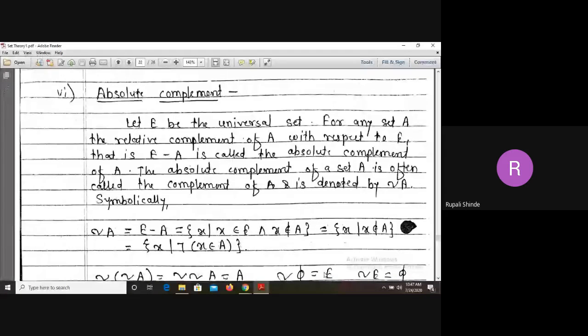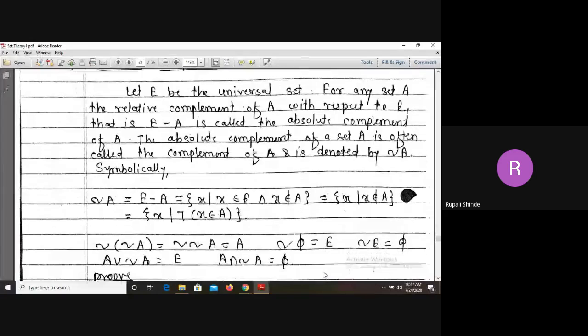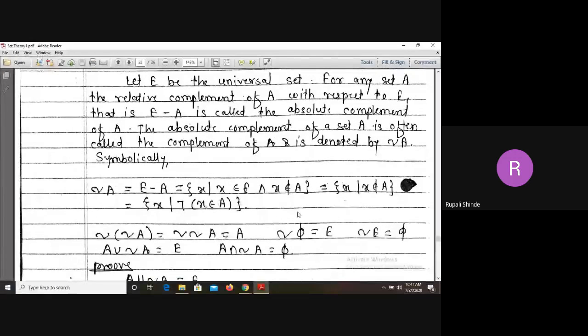Okay. So check the next one. So negation of negation A is what? This is equivalent to A only. The negations get cancelled and the final answer is A. Again, negation of phi is equal to E. So phi means what? It is an empty set and E is a universal set. So negation of phi.